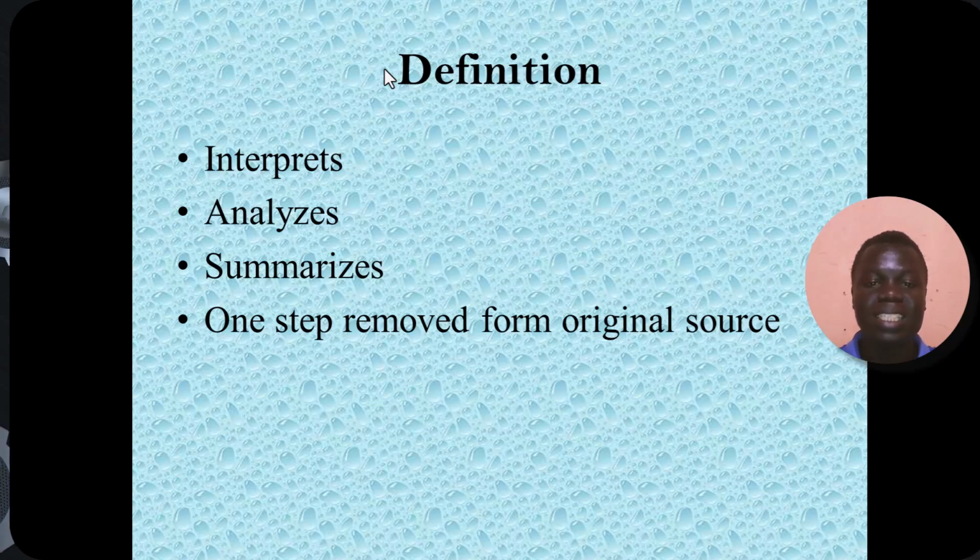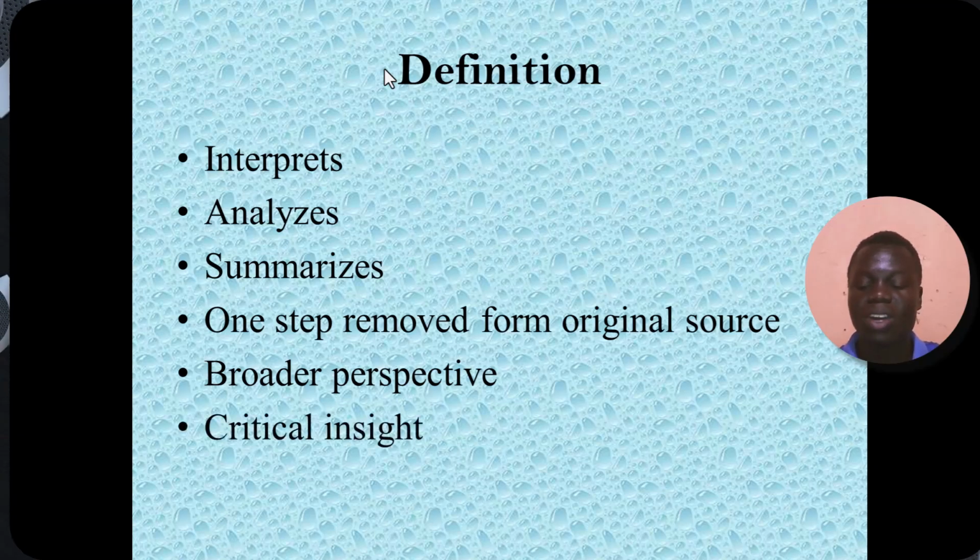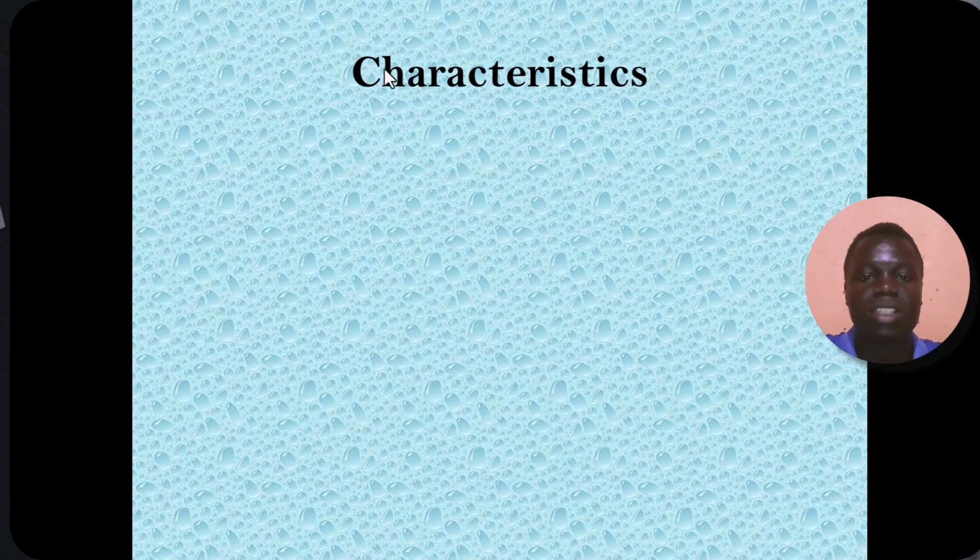It is mediated, and therefore it's not directly recorded as that of the primary source of information. It offers a broader perspective of how we analyze the primary source of information, and also provides critical insight into it. Therefore, that is how a secondary source of information is, and you get to know and mark the differences in the definition of the primary source and the secondary source of information. Now, we shall be looking at the characteristics of the secondary source of information.